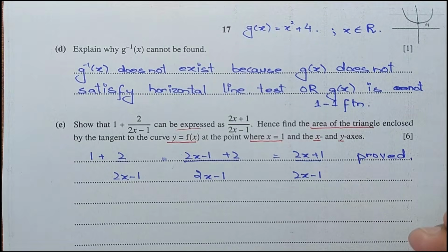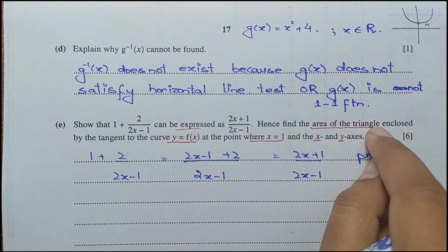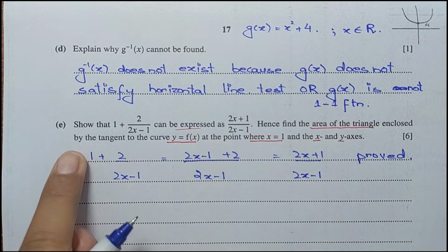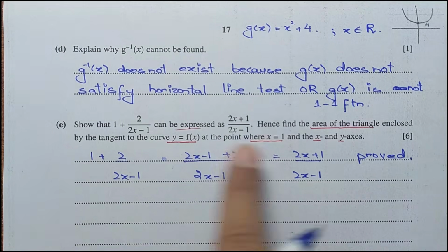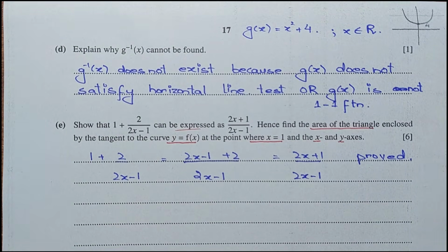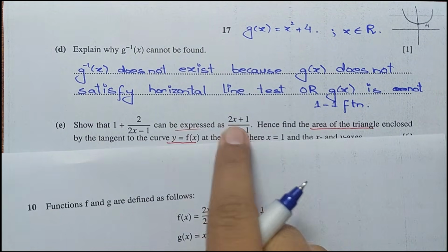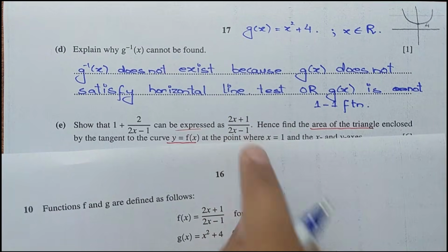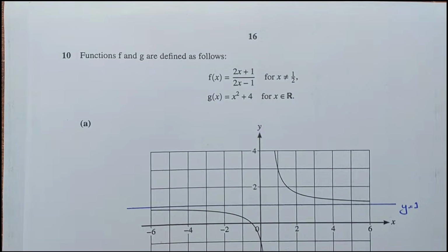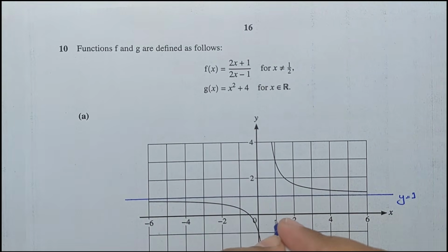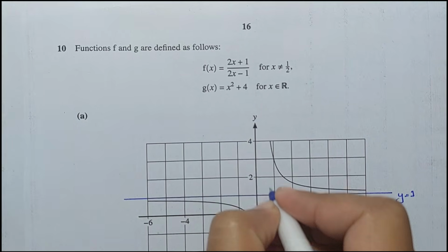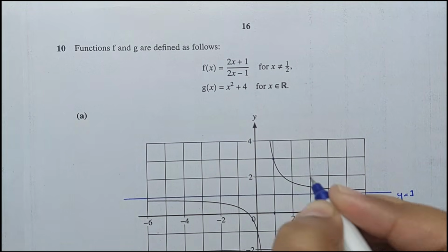Okay, now we need to find the area of the triangle which is formed by the tangent to the curve at point x is equal to 1. So this is the same curve, you guys can see. This is the same curve, (2x+1)/(2x-1). This is for the function f of x. So when x is equal to 1, this is the point x equals 1. So here x is equal to 1.